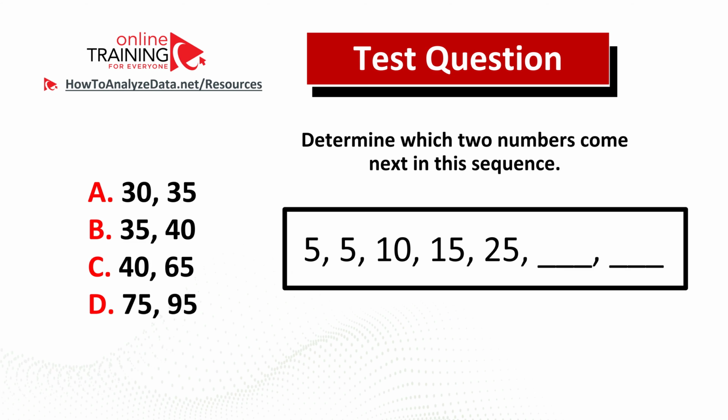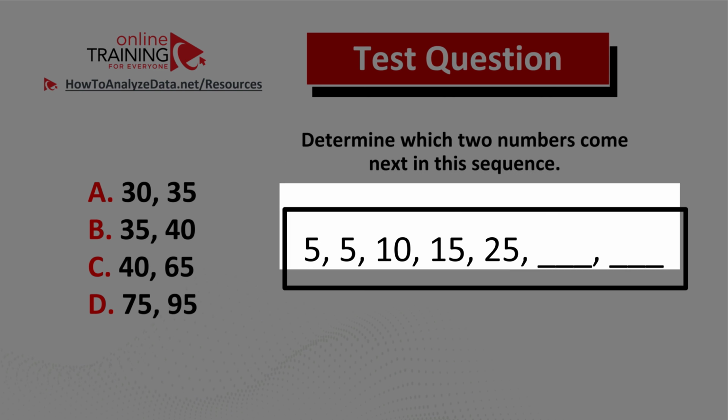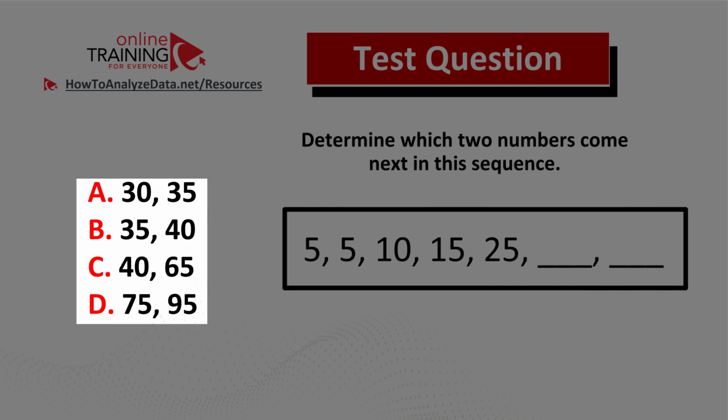And now, here's the question from the real test you can try to solve on your own. Please make sure to post your answer in the comment section of this video so I can give you my feedback. Determine which two numbers come next in this sequence. You're presented with the sequence of numbers 5, 5, 10, 15, 25, and then two missing numbers. You need to pick out of 4 possible choices for the next two numbers.